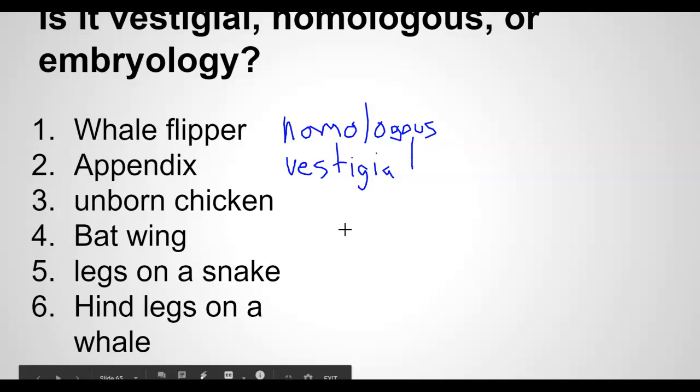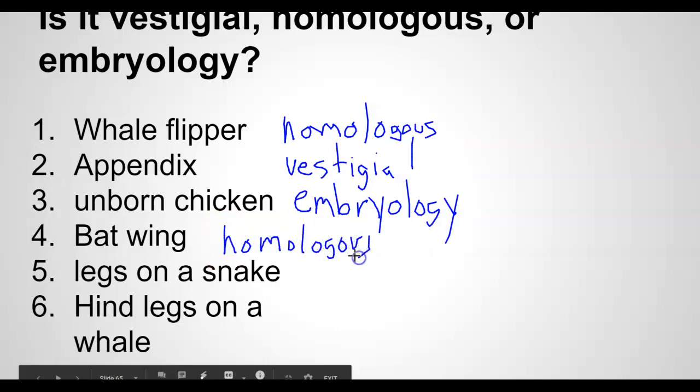An unborn chicken, meaning an embryo. So this is embryology. The bat's wing. Well, the bat's wing looks like it has fingers. It looks like our hands. So that is homologous structures. Legs on a snake. Well, you can't see them unless you x-ray them, so they are reduced and unused. That makes them vestigial. The hind legs on a whale. Well, the whale doesn't have legs, but they're actually underneath there. That makes them vestigial as well.